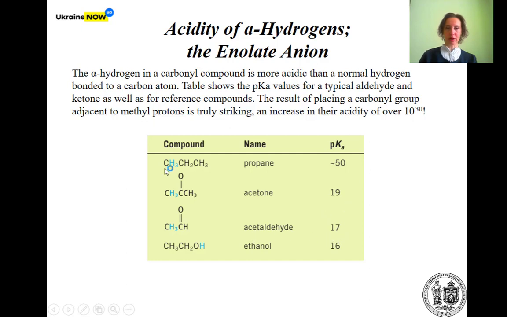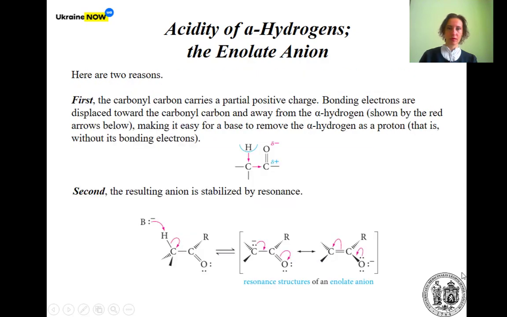And the reasons for the acidity of the alpha hydrogen are in the enolate anion. The first reason: the carbonyl carbon carries a partial positive charge. Bonding electrons are displaced toward the carbonyl carbon and away from the alpha hydrogen. Here it's shown in red. This carbon takes electron density, and this hydrogen is not so strongly held by this carbon.